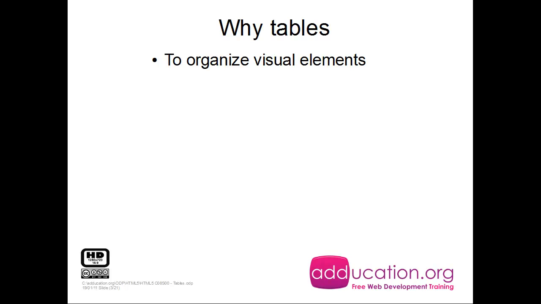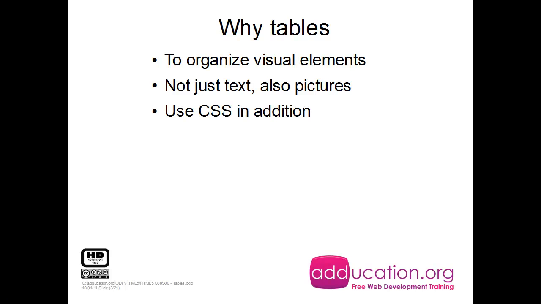You can organize visual elements really nicely with a table. You really have the feeling you can display an element wherever you want to display it, and not just horizontally, but also vertically. Not just text, also pictures as well. Tables are really good for structuring your page visually. With HTML you must use CSS in addition, so we're not going to make it fancy. Go for the CSS course for that.